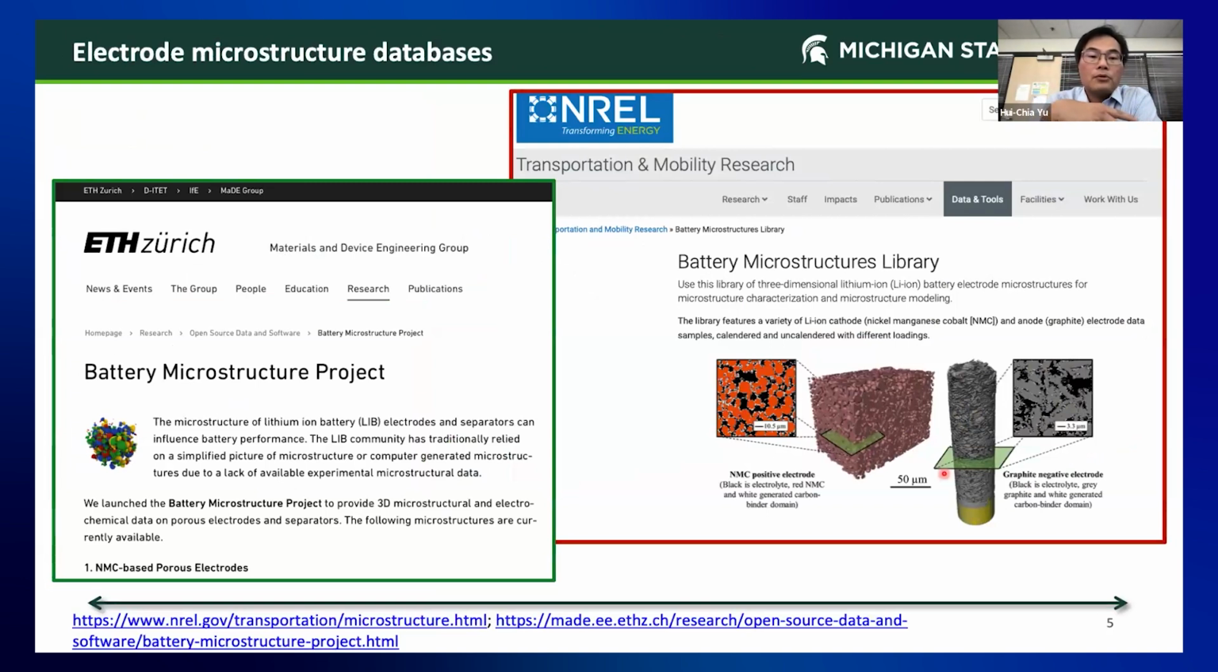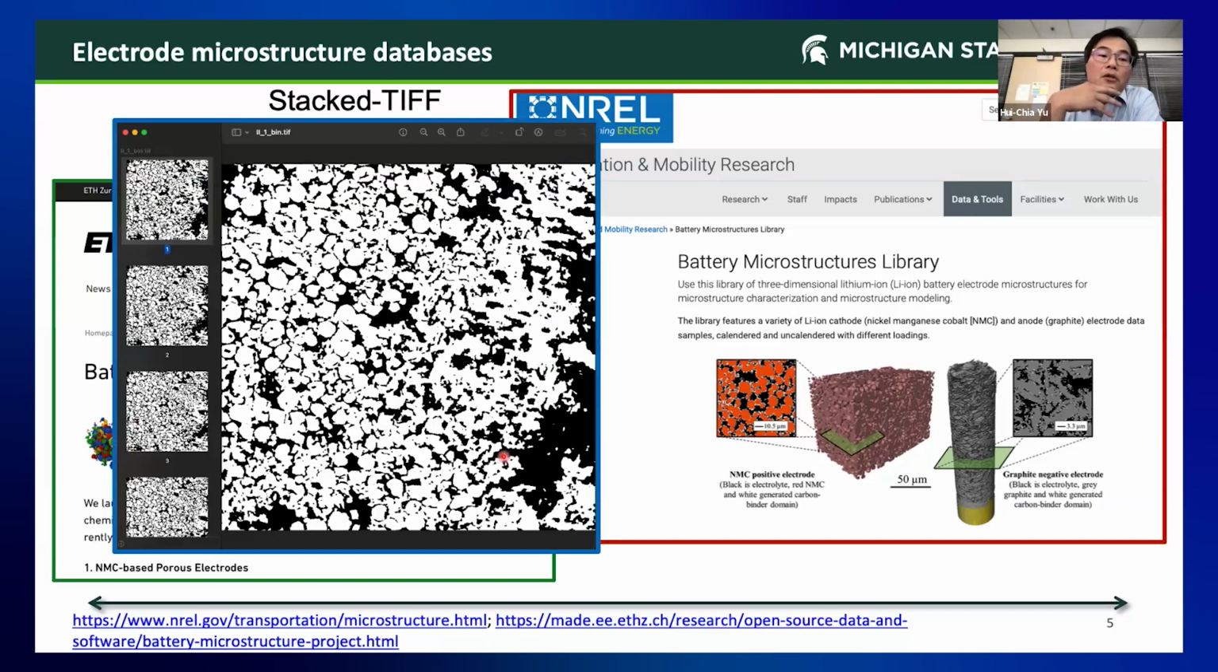Here, I just went to a web page. I think one is from NREL in Colorado, and they have collected a lot of this image-based voxel data for both cathode and anode. The other one, I think, is from Switzerland. They also did a similar thing, collecting all these microstructures. When you go to this web page and click to download the data, it's a stacked TIFF file. So you have many cross-section images, and all of them are TIFF files, right?